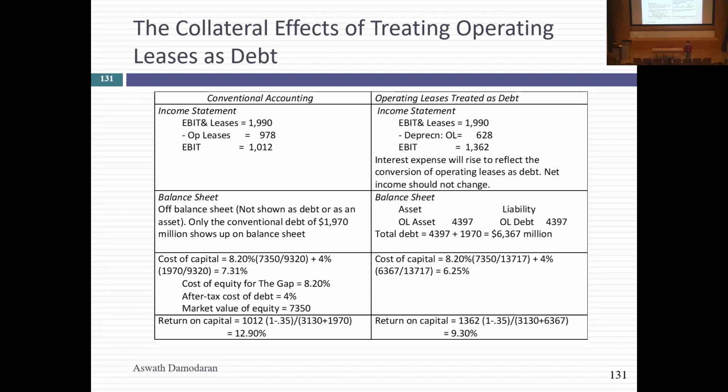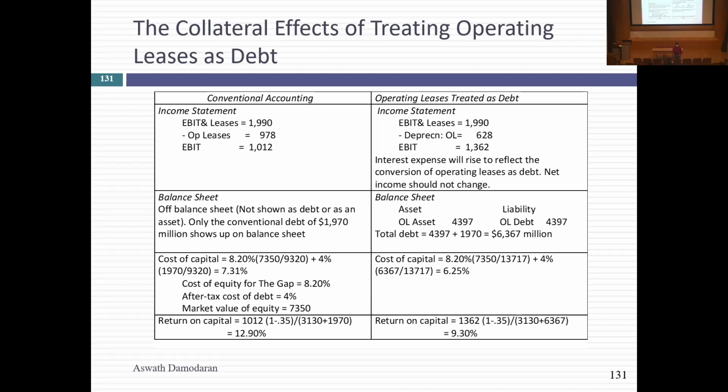I said, wait, there's still good news, because when your debt goes up, your cost of capital will actually go down, because now more of your capital comes from debt, less comes from equity. And since the cost of debt is lower than the cost of equity, your cost of capital goes from 7.3% to 6.25%. Again, celebration again, higher earnings, lower cost of capital, things are looking up.